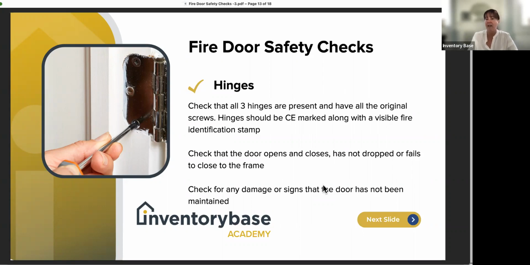And obviously check for any damage or signs that the door's not been maintained. We talked about the fair wear and tear side of things, is that if it's getting too old, if it's not fitting to frame, if it's very worn and it's not looking like it's potentially going to be able to keep back the smoke, keep back the fire, then again, that is something you would want the client, the responsible person, to investigate, look at, get a specialist in and make sure that it is fit for purpose.